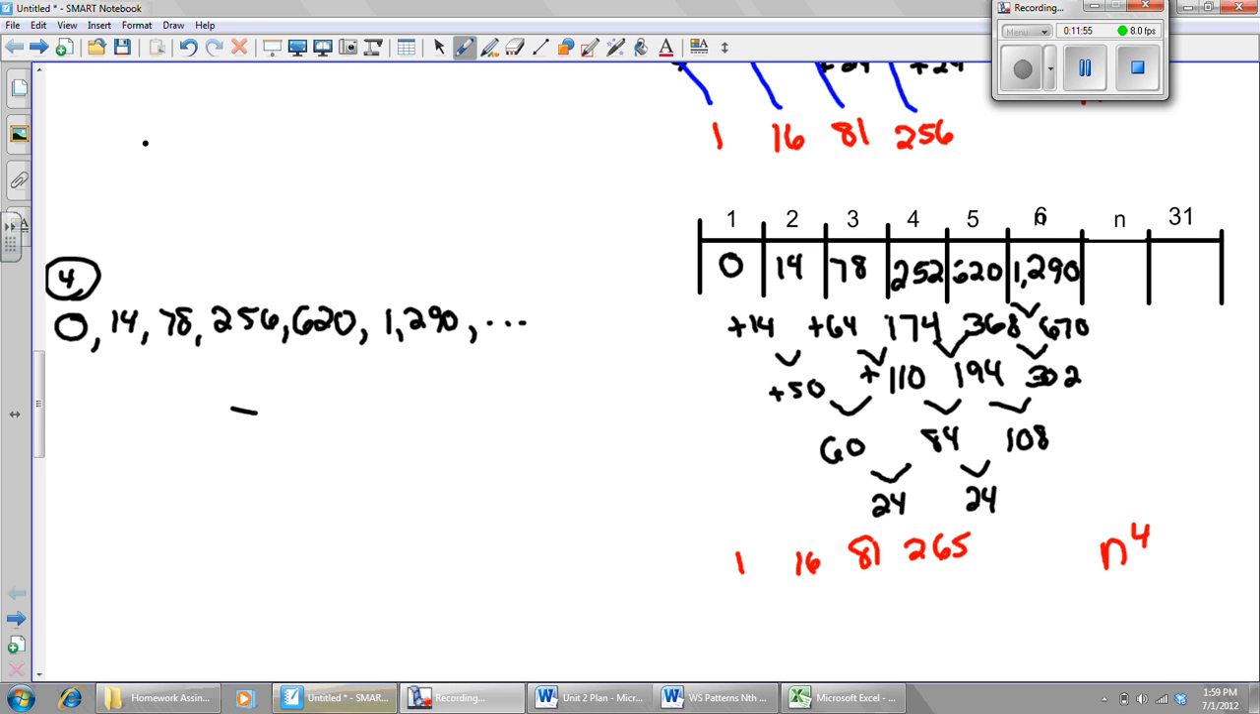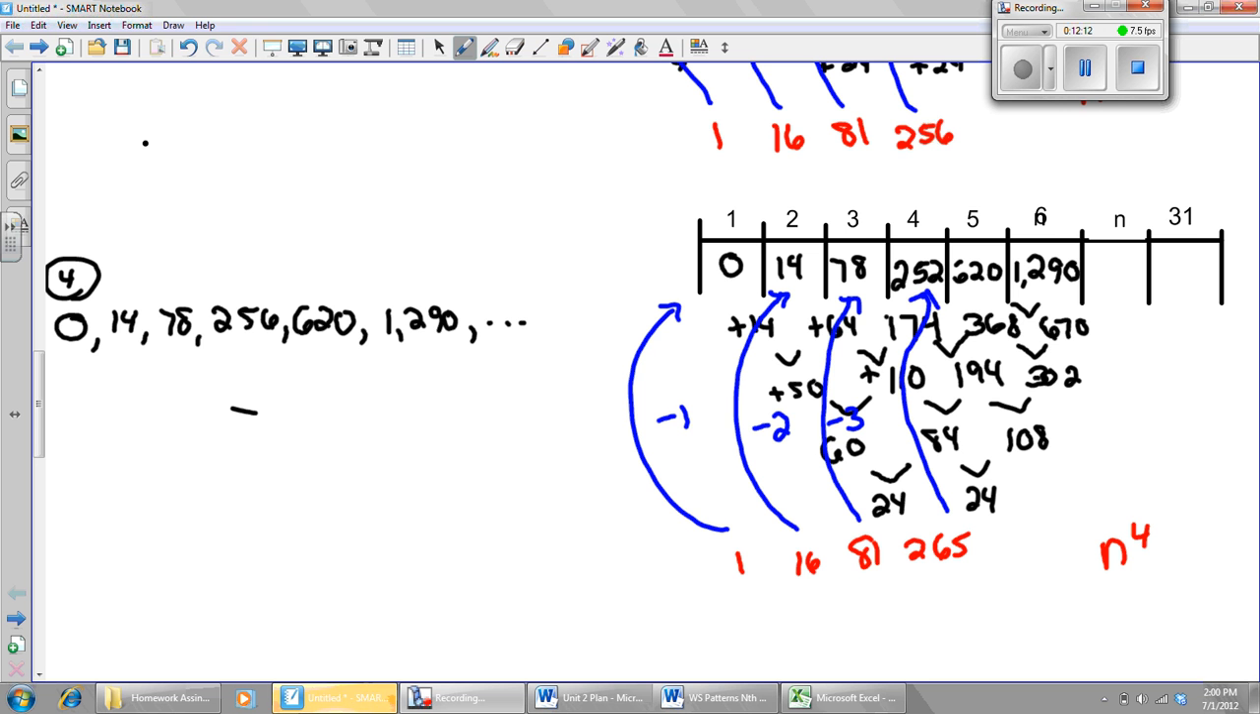And this one's a little bit different. It looks like for the first one, I have to subtract 1. For the second one, I have to subtract 2. For the third one, I'm going to have to subtract 3. For the fourth one, I'll have to subtract 4. What am I going to have to do for the nth one? I'm going to have to subtract n. Absolutely. So my answer is going to be n to the fourth minus n.